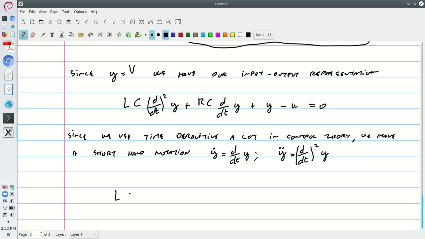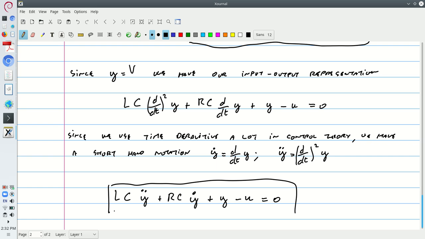And so our equation takes this form: LC y double dot plus RC y dot plus y minus u equal to 0. And this is how you typically see an input-output relationship expressed when you're using automatic control. This is a very, very common way of representing an input-output relationship.